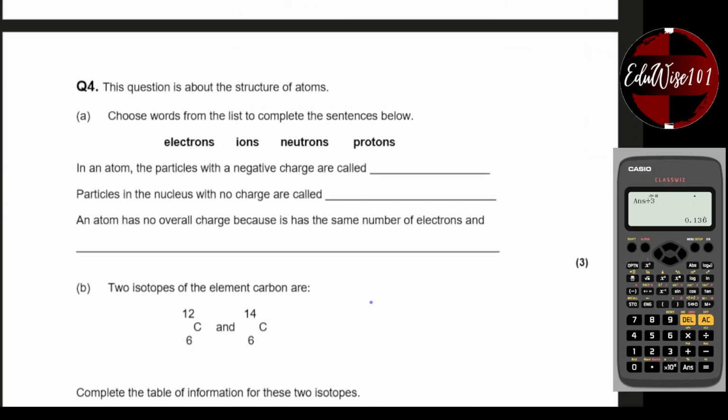Question number 4. This question is about the structure of atoms. Choose words from the list to complete the sentences below. So you have 4 words: electrons, ions, neutrons, and protons. In an atom, the particles with a negative charge are called electrons. Particles in the nucleus with no charge are called neutrons.